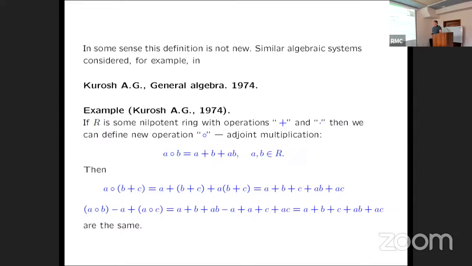If I is some nilpotent ring, with operations plus and dot, then we can define a new operation, circle. It's named adjoint multiplication, by the next formula. And it's not difficult to check that the left and right parts of the axiom of brace are the same. So for every nilpotent ring, or radical ring, we can construct the algebraic system brace.